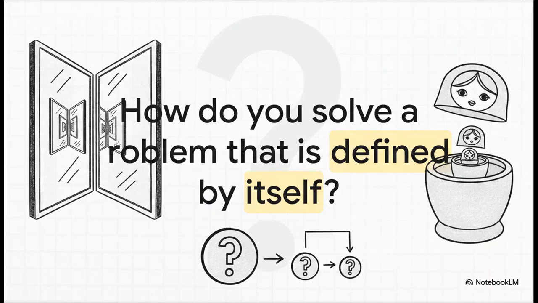So picture this. You're looking into a mirror that's facing another mirror, and you see that hallway of reflections stretching out into infinity. Or maybe you open up one of those Russian nesting dolls, and inside is just a smaller, identical doll. That's kind of the world of recursion. It's a problem that contains a smaller version of itself. So the big question is, how on earth do you solve something like that without getting trapped in an endless loop? Well, let's find out.